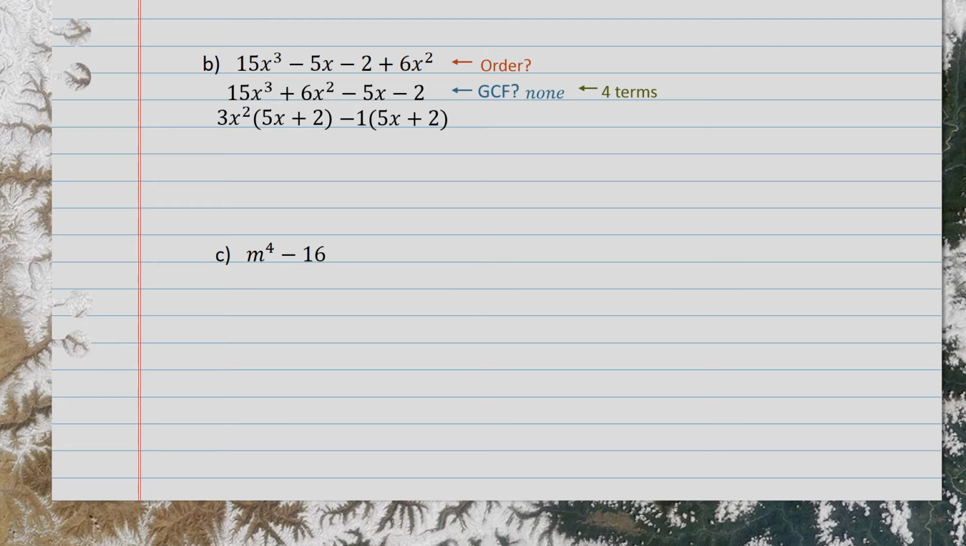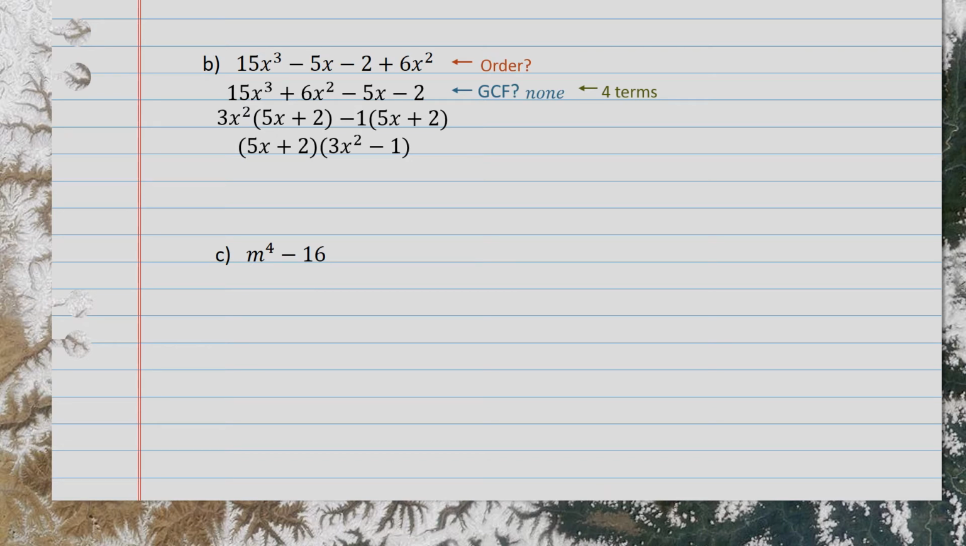Now we have 2 terms, but notice both the first term and the last term have a 5x plus 2 included, so that is our common factor. And when we factor out 5x plus 2, it leaves us with 3x squared minus 1.